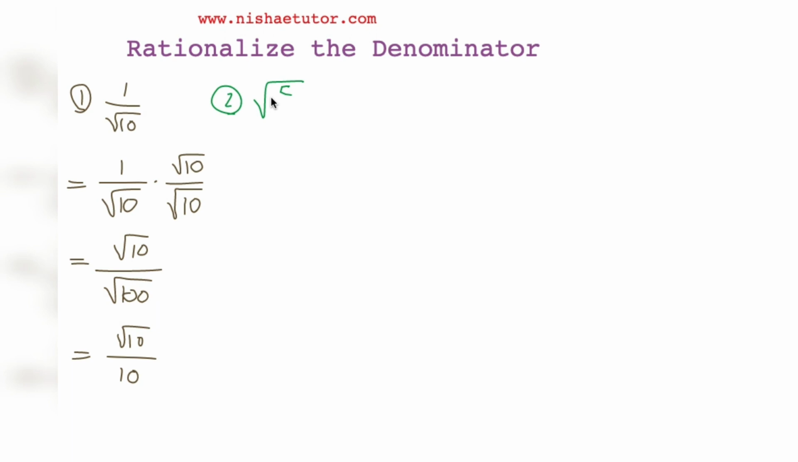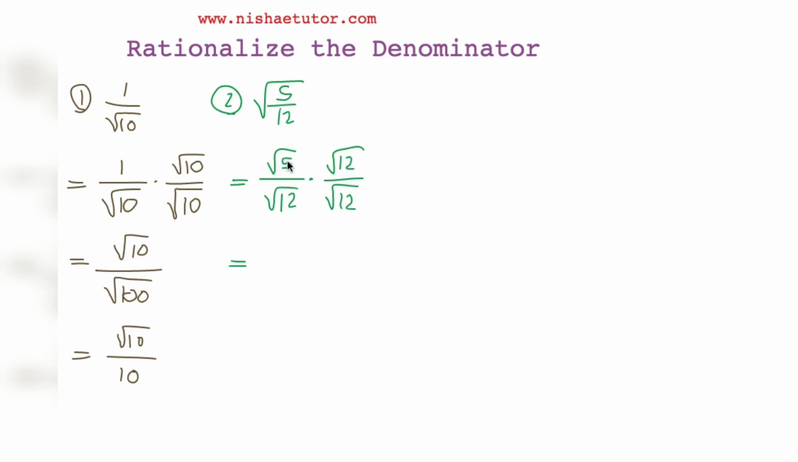Square root 5 upon 12. Now we can simplify this. So square root 5 upon square root 12. And we have to make a radical free denominator. So we have to rationalize the denominator, and again here is a square root, so multiply by square root 12.